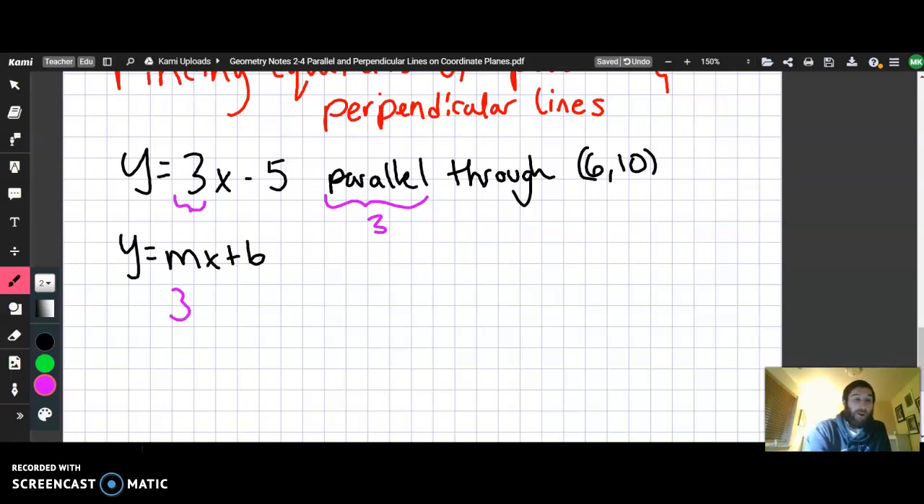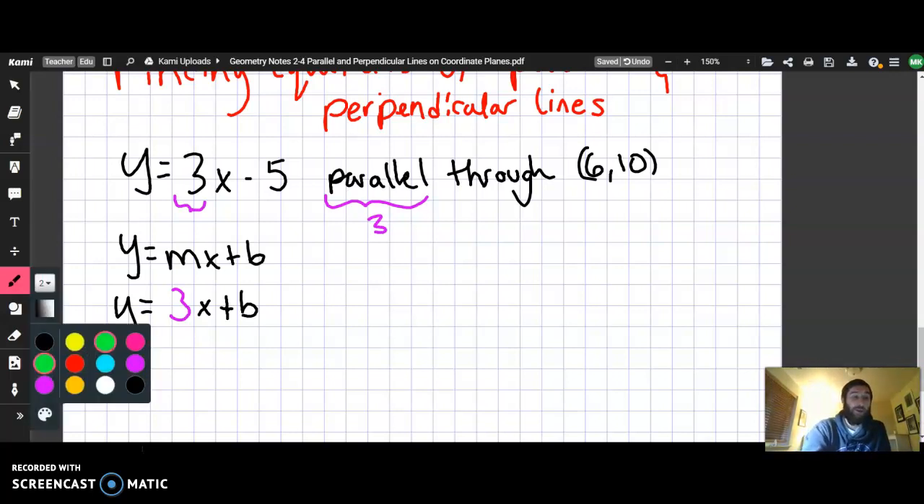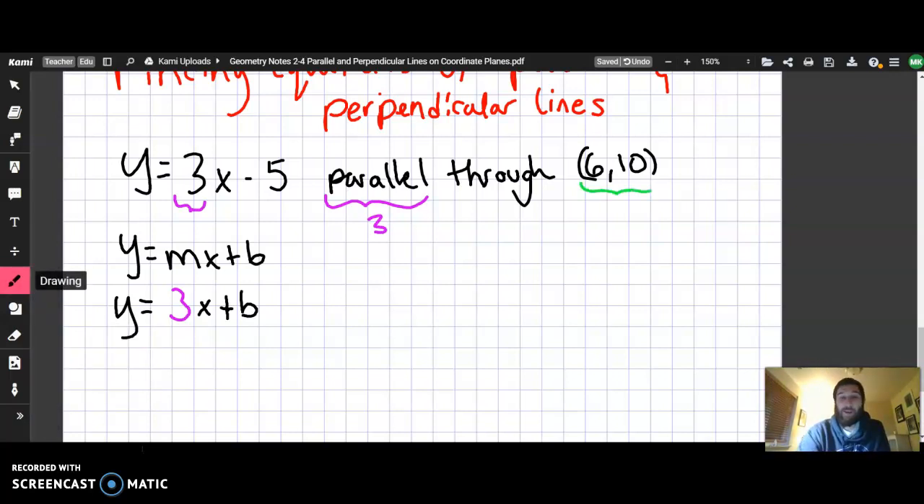Now, again, the fact that they give us the y-intercept, the minus 5, is a distractor, because we don't need the y-intercept for our new line, because the b is not the same. What we do need is the point they give us. So we can take the point that we're given, the 6, 10, and plug that in x, y, to solve for our value of b, just like last week.